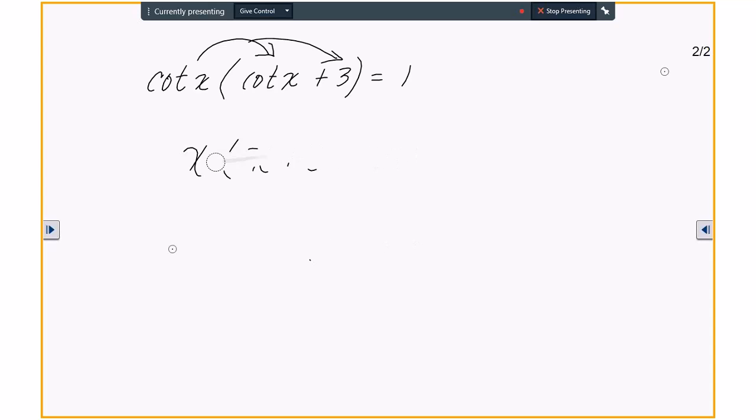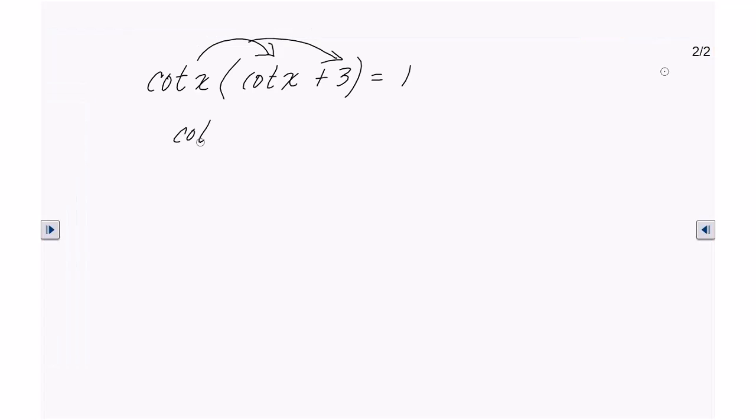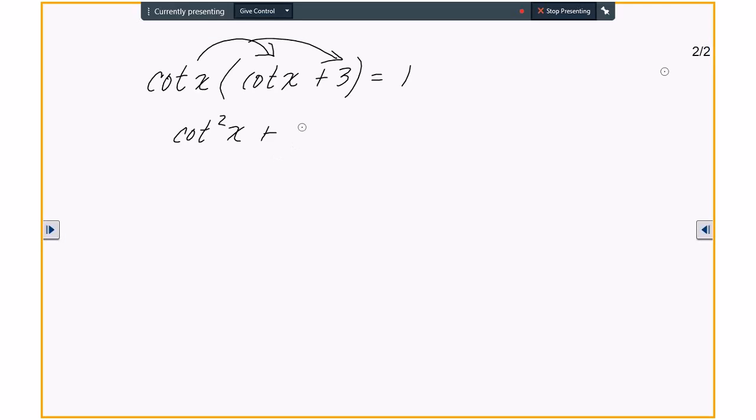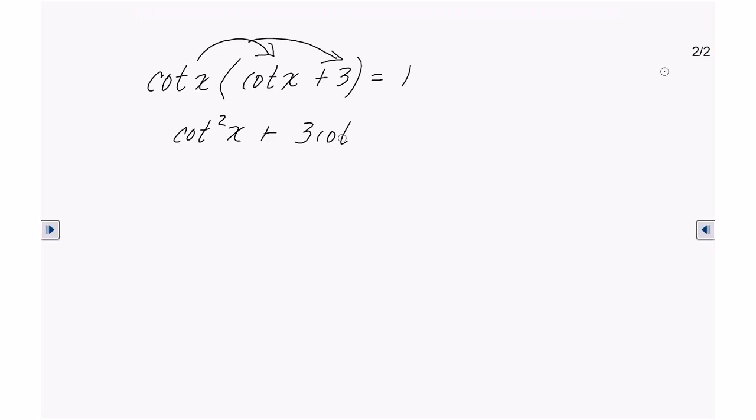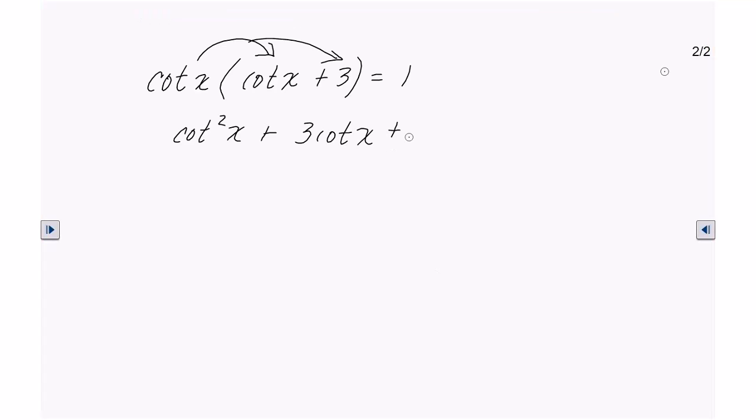So that's going to be cotangent squared x plus 3 cotangent x. Now we set equal to what? Well, you don't have to because I'm going to use complete the square.